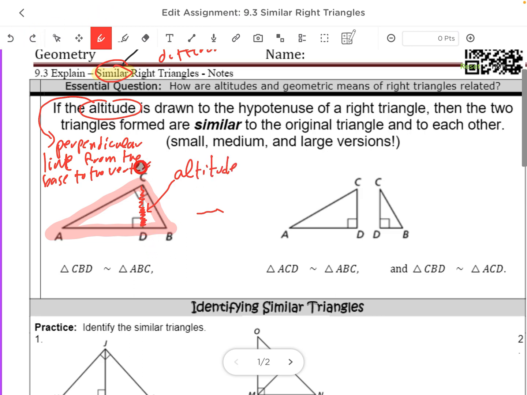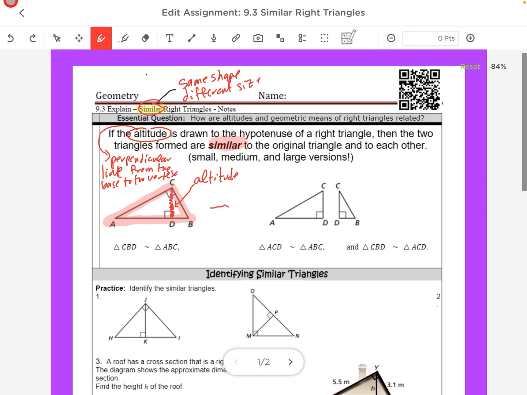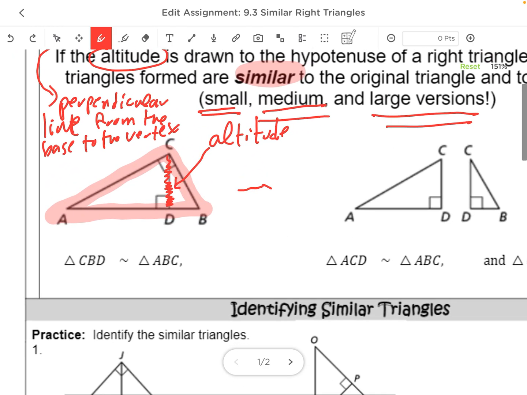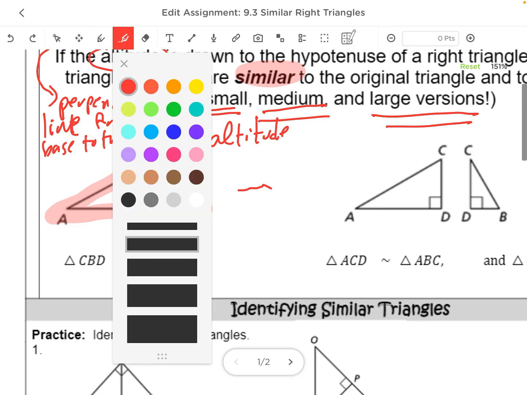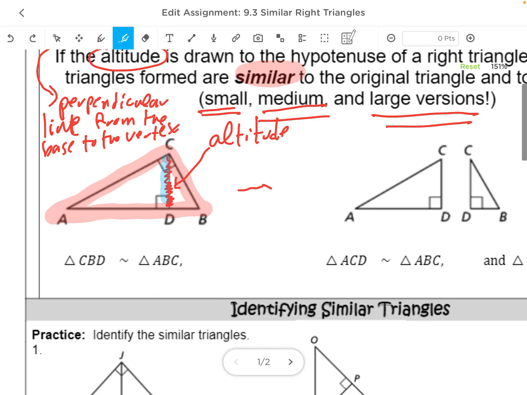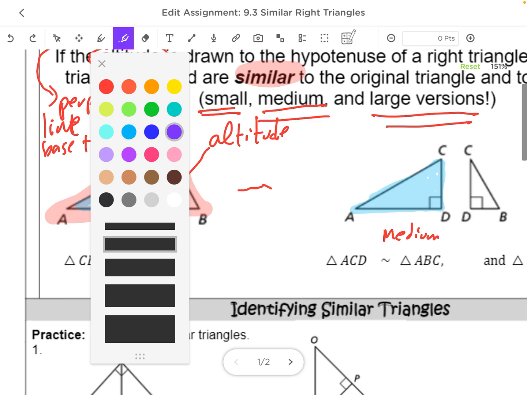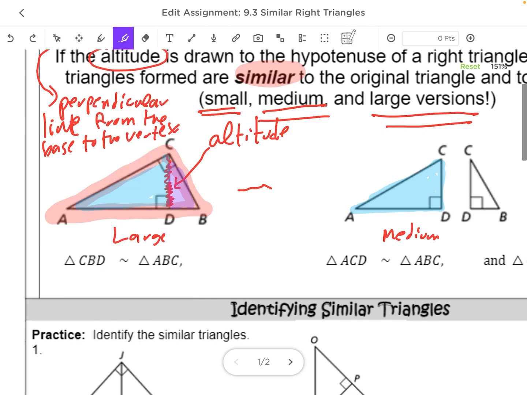When we draw an altitude in a right triangle, it's going to make two more triangles similar to that one. Remember we said similar was same shape, different size. So it's going to make a small, a medium, and a large version. Imagine the whole thing is this red one. This one right here on the inside makes one that's the same shape but a different size. We might say this is the medium version, this is the large, and imagine this purple one right here. That one would be the small version.